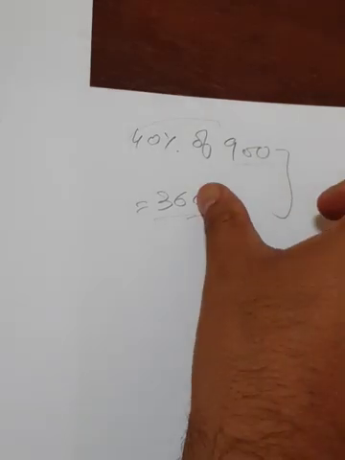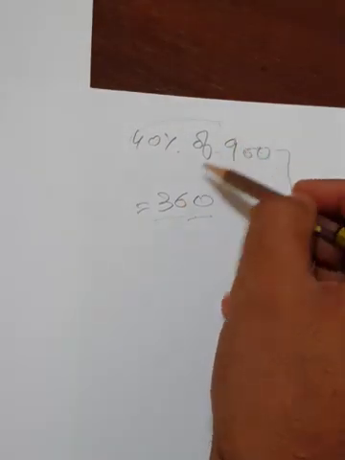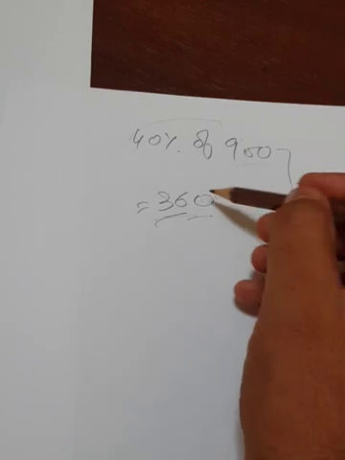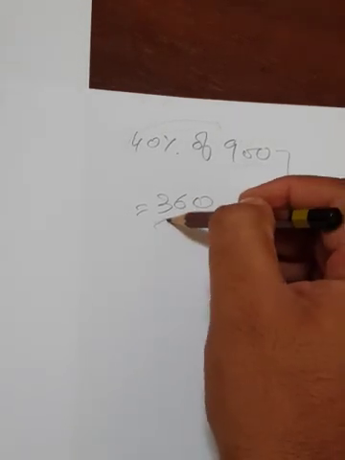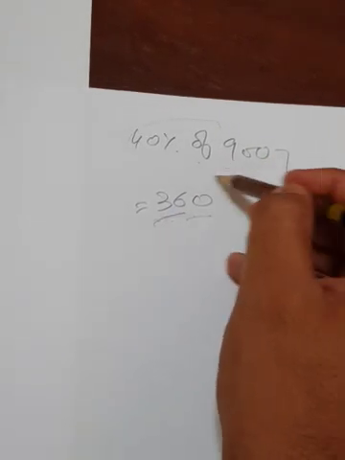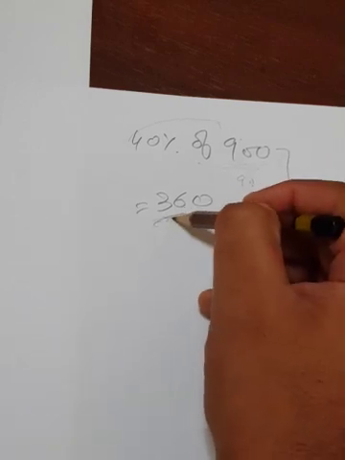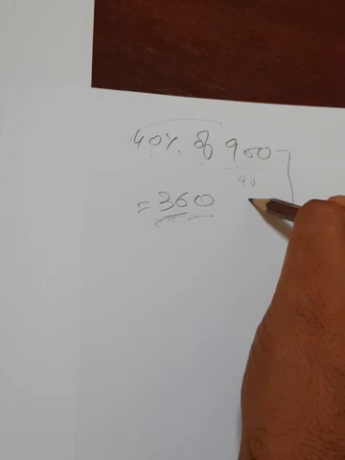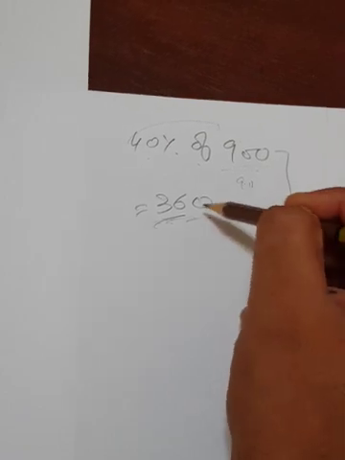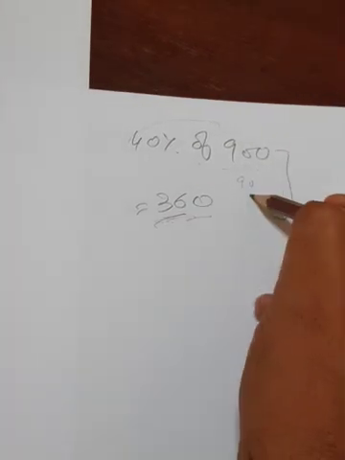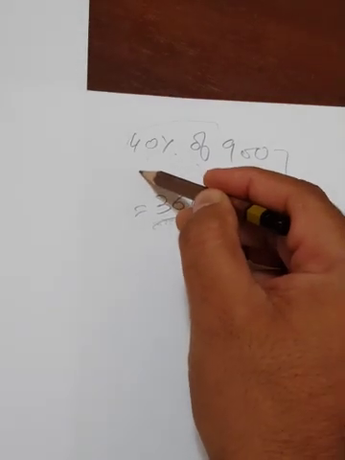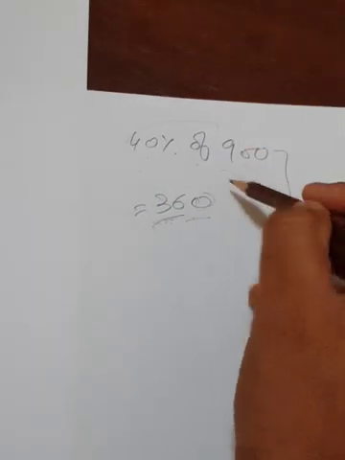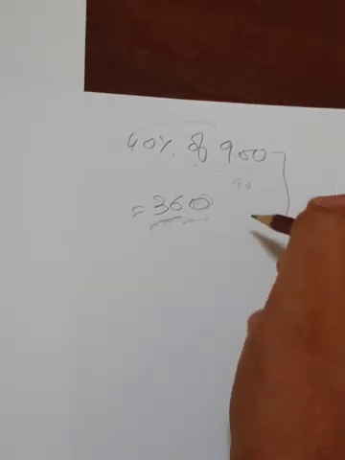Why? Because when I multiplied, I said 4 times 9 is 36. I wrote 36 first, but then I said this cannot be 36. Why? Because 10% of 900 is 90, and I'm getting 36 for 40%, which is way less than 90. It is not correct. So I added this 0 here, believing that 360 is my 40%.